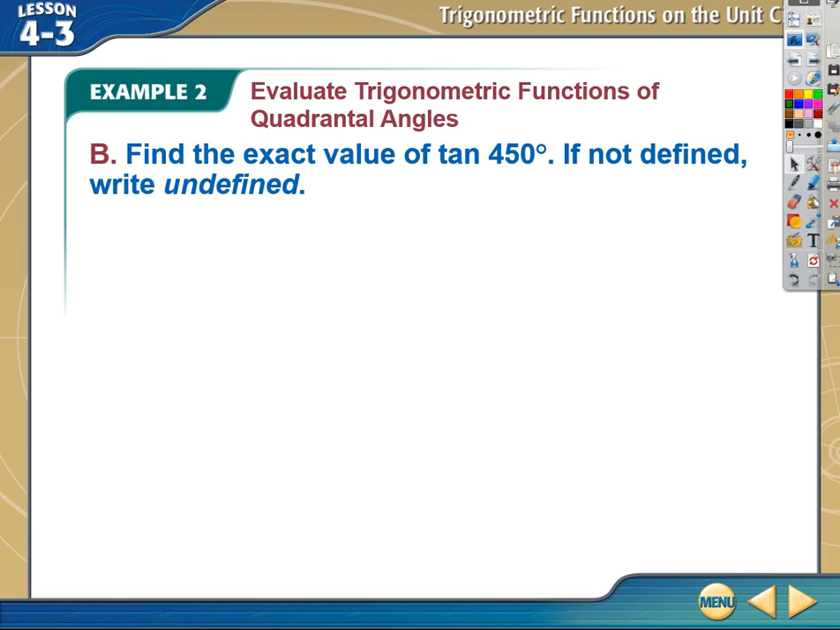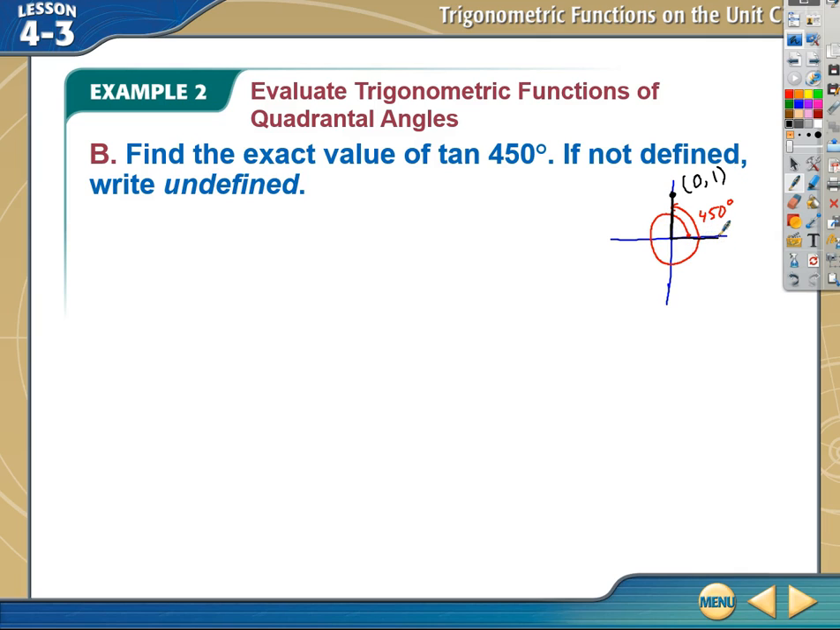Now I ask you to find tangent of 450 degrees. If not defined, write undefined. Okay. So here I go. I'm going to do what we did before. Here's my thing. 450 degrees means I'm starting here. I go all the way around to 360. 450 is another 90 degrees. So there's 450 degrees. We'll use my unit circle. My unit circle says, hey, what's that coordinate right there? That's 0, 1.